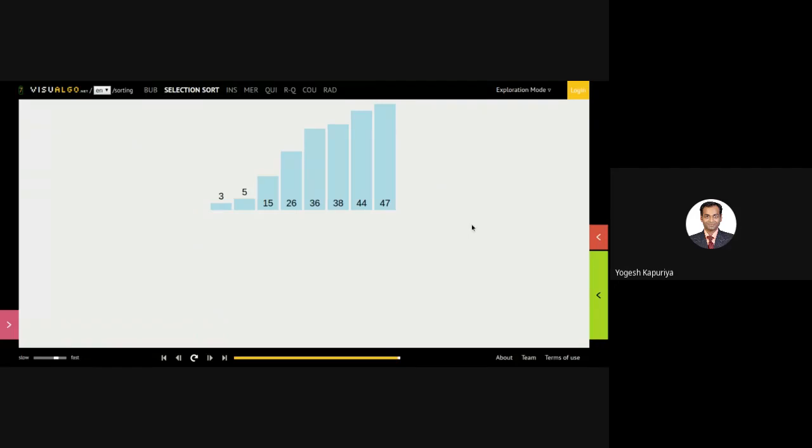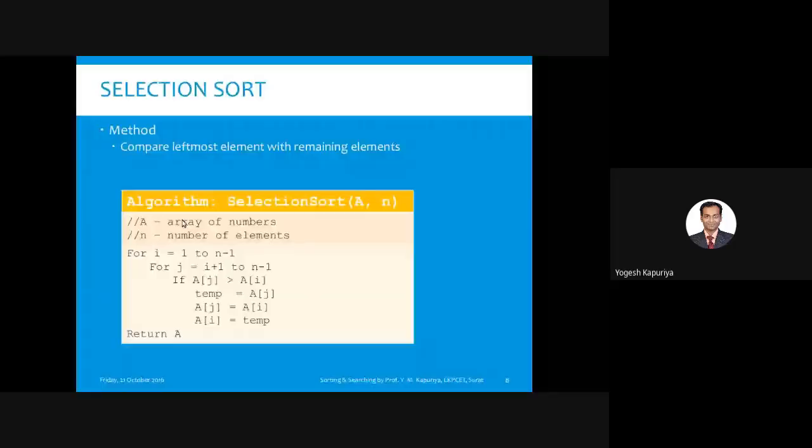If you look at the algorithm now, so now you have the selection sort algorithm. There is an array which is given by A, and there are n number of elements which is denoted by n. So A is an array of numbers and n is the number of elements inside the array. Forget about this loop at this point, or let us try to understand from that point only.